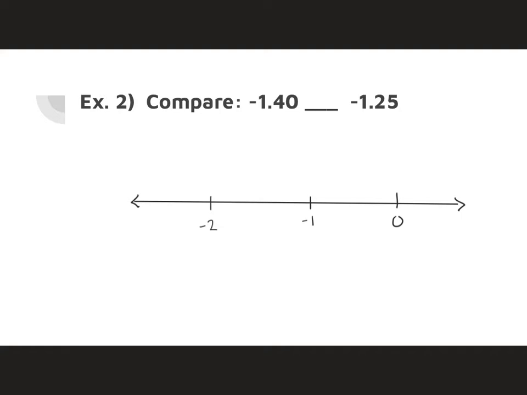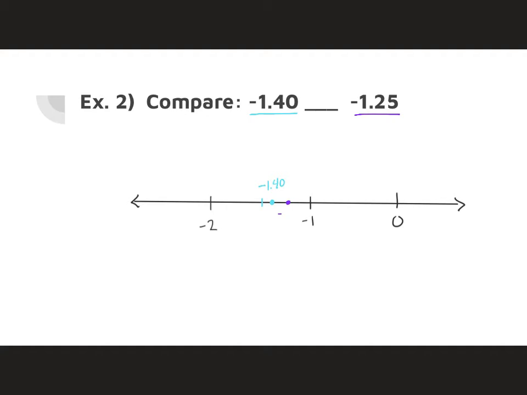Here's our next problem. So now we're comparing two negative numbers. So let's go ahead and put these on the number line. So I have negative 1.40. So that would be negative 1. It's not quite at a half. It's a little bit less than a half there. So this would be a negative 1.40. And then the negative 1 and 25 hundredths would be a quarter of the way. So it'd be right here.